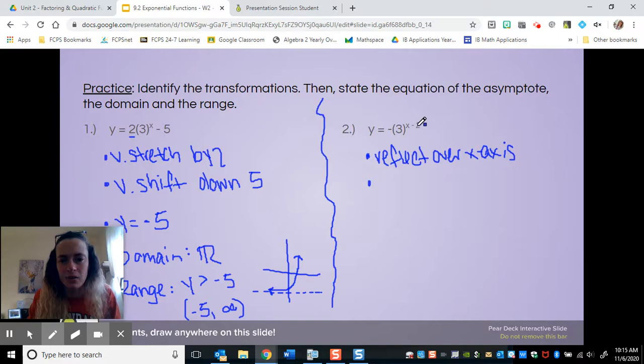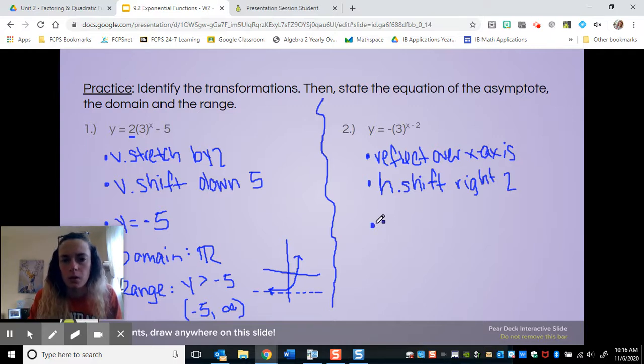This is in the exponent, so that means it's a horizontal shift. Horizontal shifts are always the opposite of what you think, so since it's a -2, it's going to go to the right by 2.